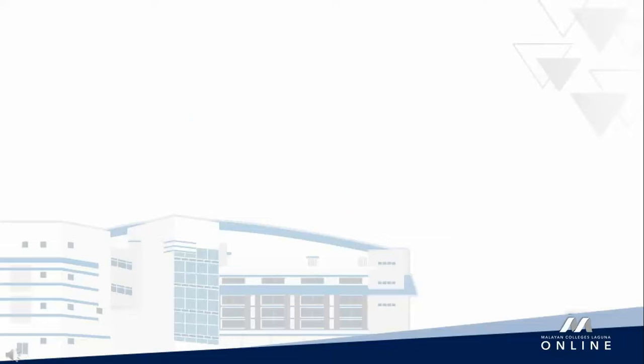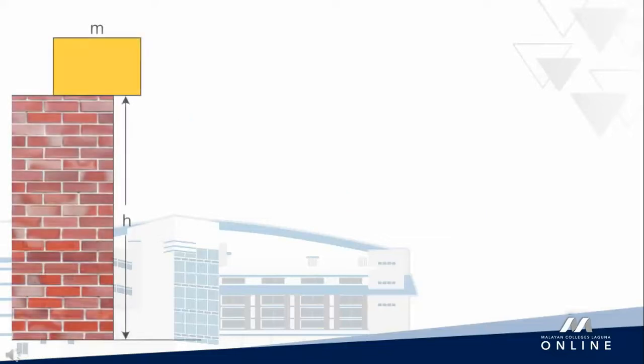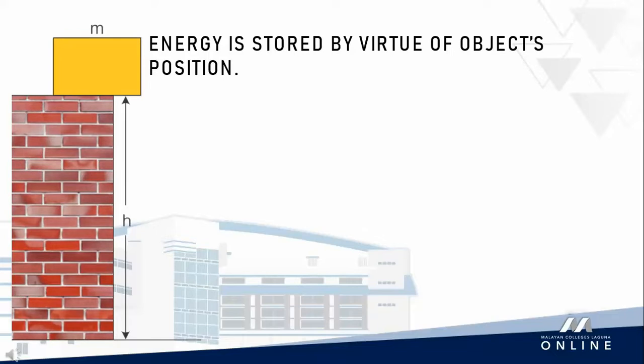In the previous lesson, we learned that an object, by virtue of its position, may store energy. This energy can readily be transformed into other forms of energy, such as energy in motion, which we already know as kinetic energy, or other forms like chemical, electrical, and even heat. This type of energy is what we call the object's potential energy.